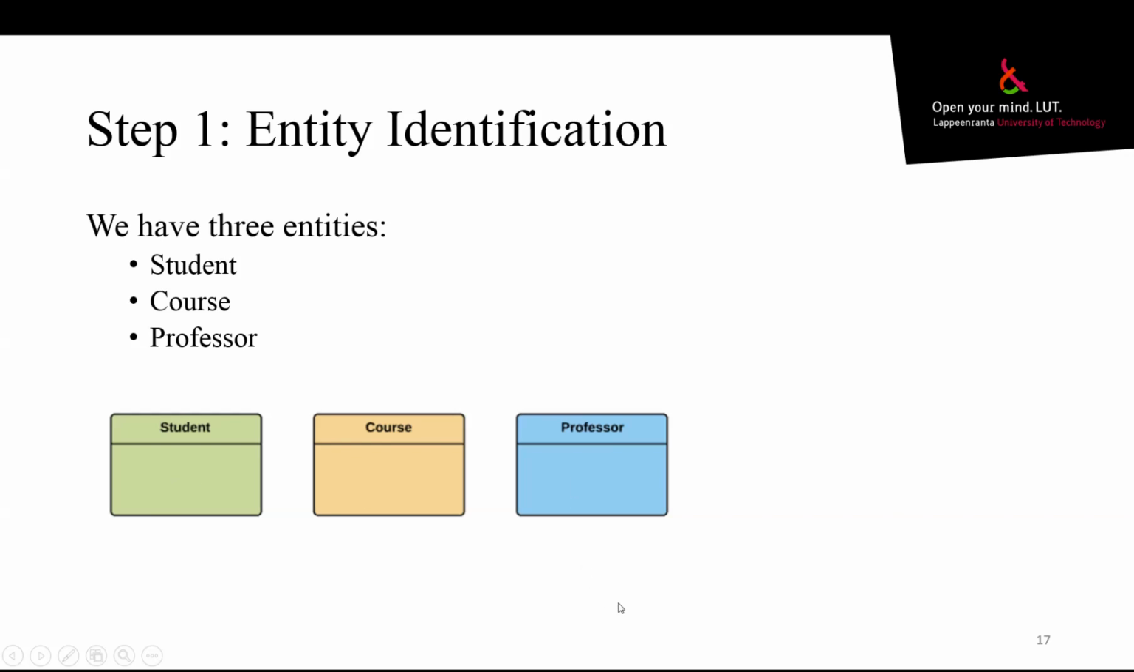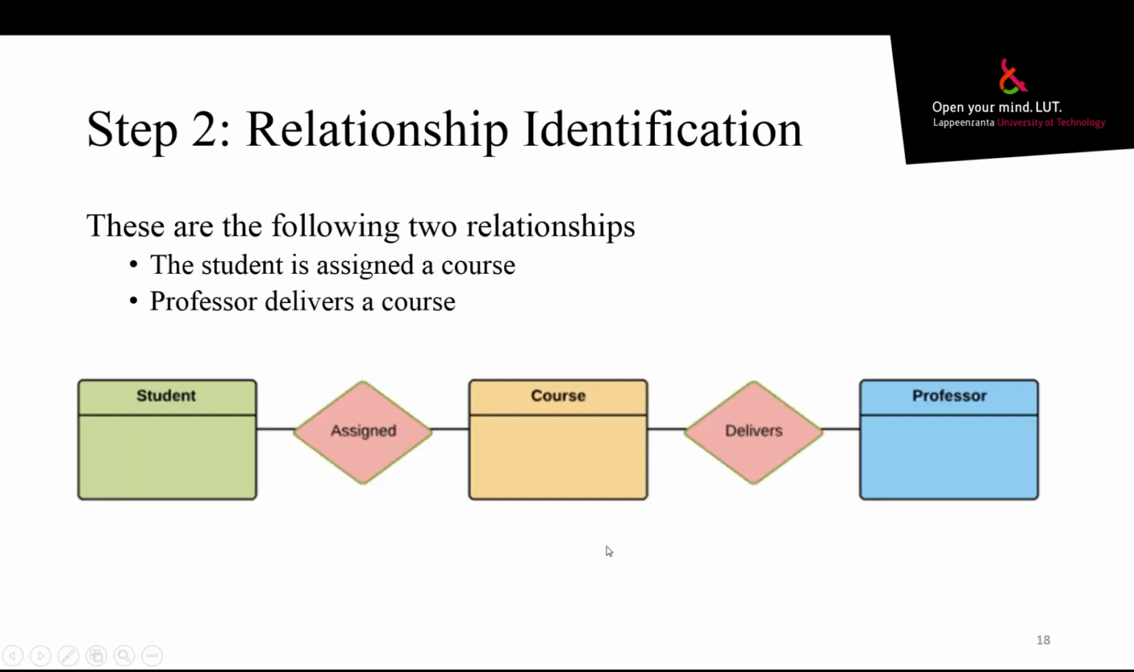So that's step one. Now, step two, what relationship exists? From the scenario, you can see that a student is assigned to a course, and the course is delivered by a professor. So the professor delivers the course. So you can say this is the relationship that we can identify. So that's the second step.